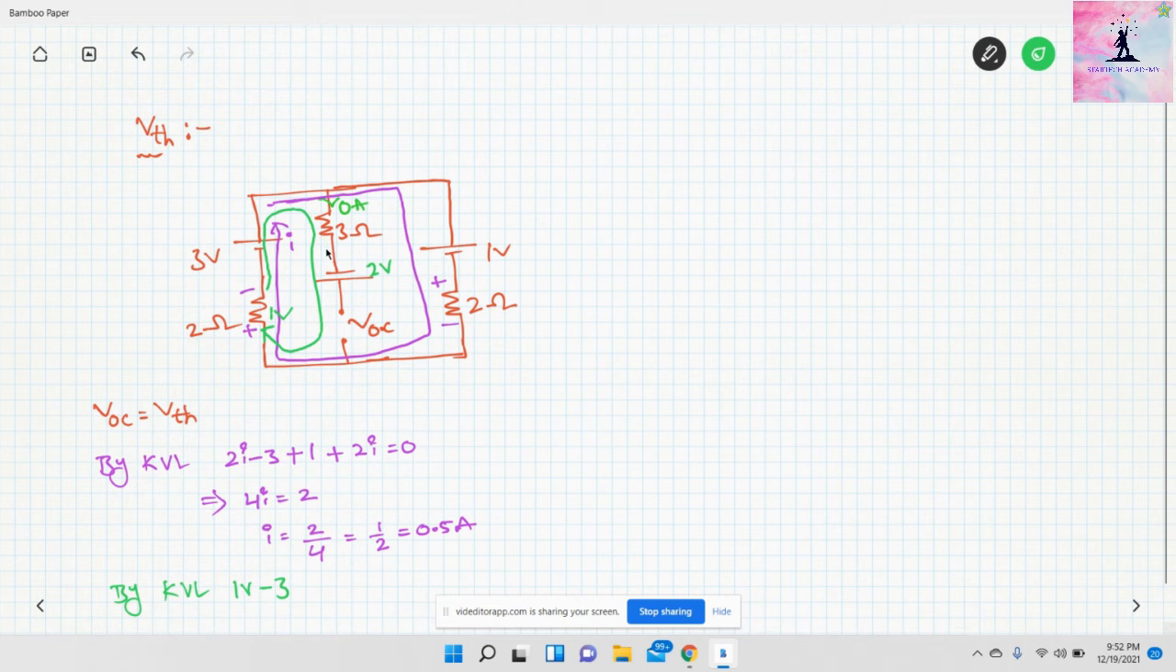So 1 minus 3 minus 2, and here it is plus VOC. So plus VOC equal to 0. That implies VOC is equal to minus 5 plus 1, minus 4. That implies VOC is equal to 4 volts. Okay, this is the first step. We have to determine open circuit voltage. This is nothing but our VThevenin voltage. So VThevenin is equal to 4 volts. Okay, this is step 1. Now what is the second step? The second step is we need to determine RThevenin.